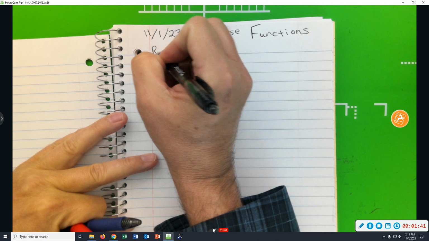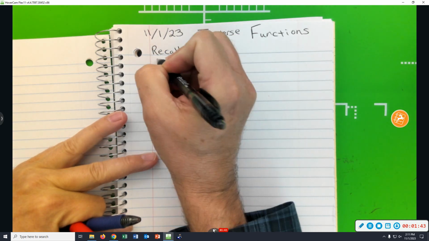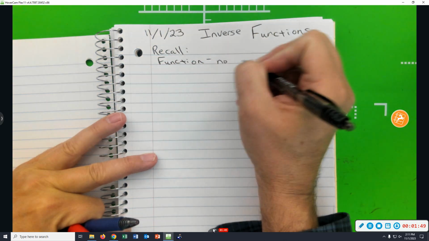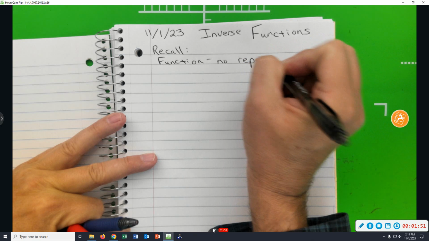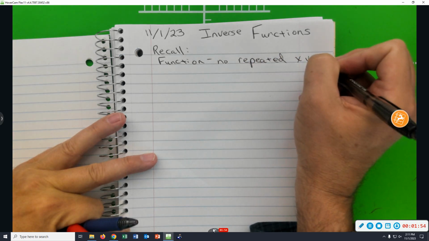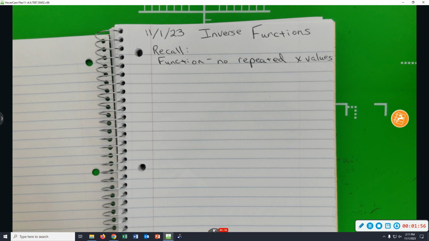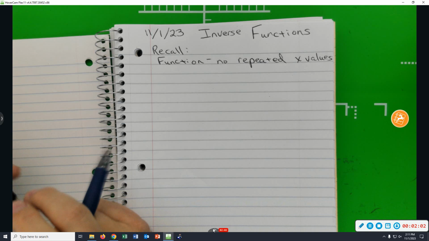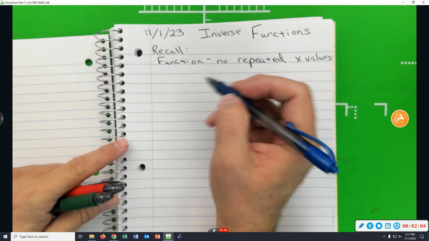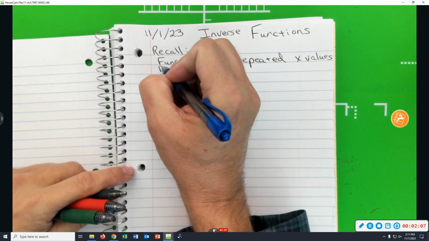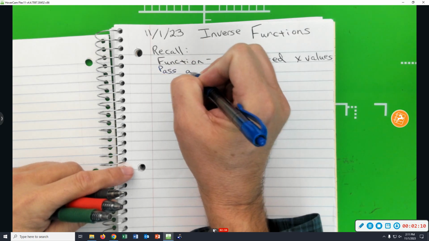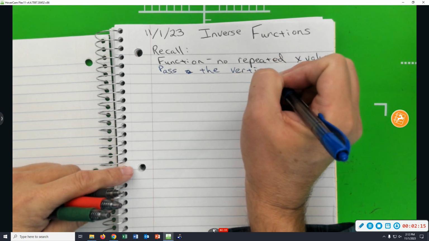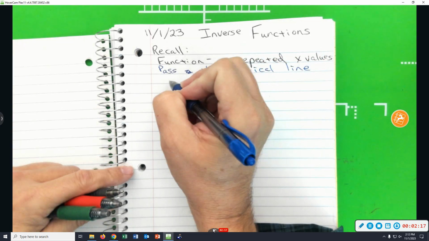So recall, for a function, there could be no repeated x values. And the vertical line test. Remember, we said that a function has to pass the vertical line test, which means a vertical line can't intersect the graph more than once.